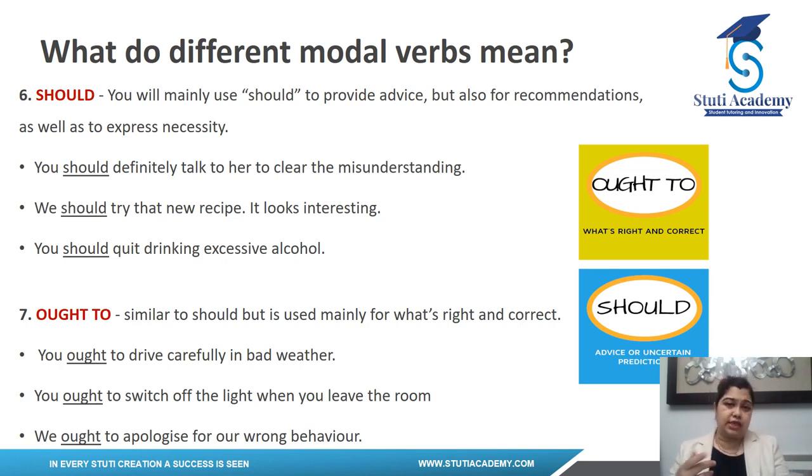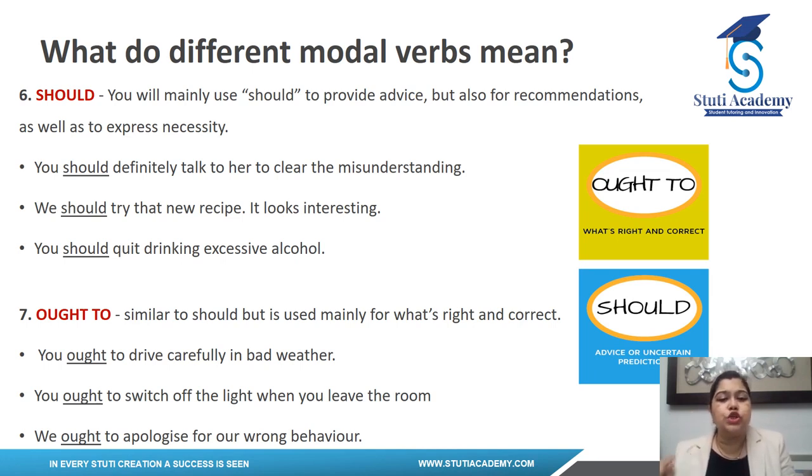Now let's look at the next one, ought to. Similar to should, but ought to will tell you what is right. What is the right thing to do? You ought to drive carefully in bad weather. Now, this is the right thing to do. You ought to be careful in bad weather.